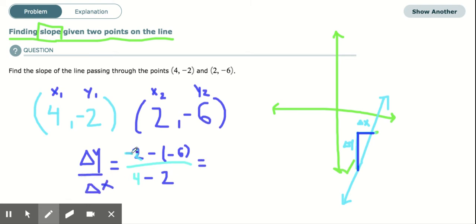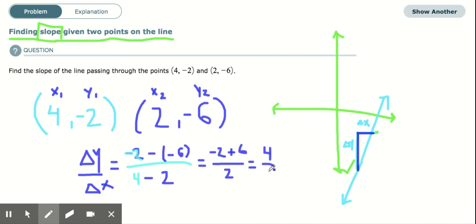This is going to be equal to -2 minus -6. When you subtract a negative, those are opposites, so it's like adding. So we're going to do -2 plus 6. And on the bottom, 4 minus 2 is just 2. -2 plus 6 is 4.